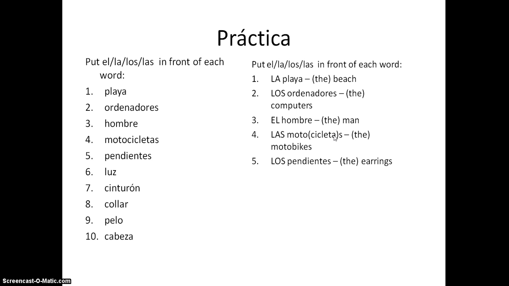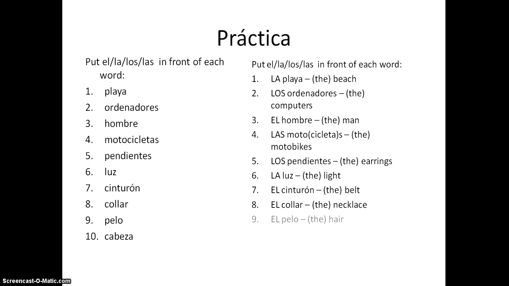Los pendientes, the earrings, ends in ES. La luz, no way of knowing this, you have to look it up. El cinturón ends in ON, the belt. El collar, the necklace. Again, you'd have to look that one up. El pelo ends in O, obvious, the hair. La cabeza ends in A, the head, obvious, feminine.